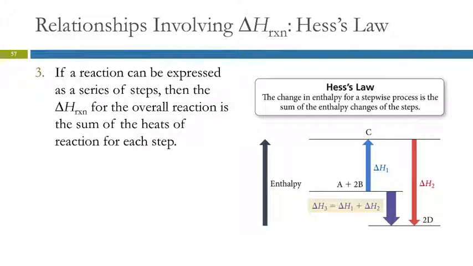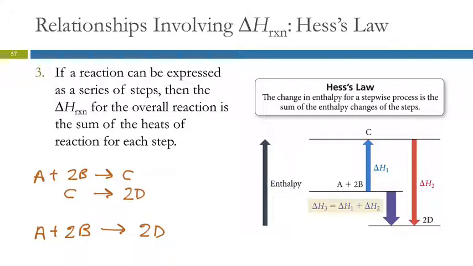So let me go back a minute. What we're doing over here, our overall reaction was A plus 2B making 2D. So that was going from this line to this line. We also had A plus 2B going to C, and then C going to 2D. So let's think about this. A reacts with B and forms C, and then C reacts and forms 2D. Is there any C left? No. It got made and then it got used up.